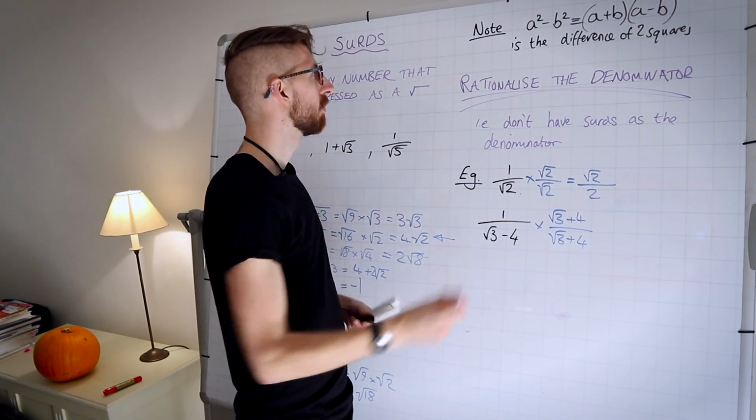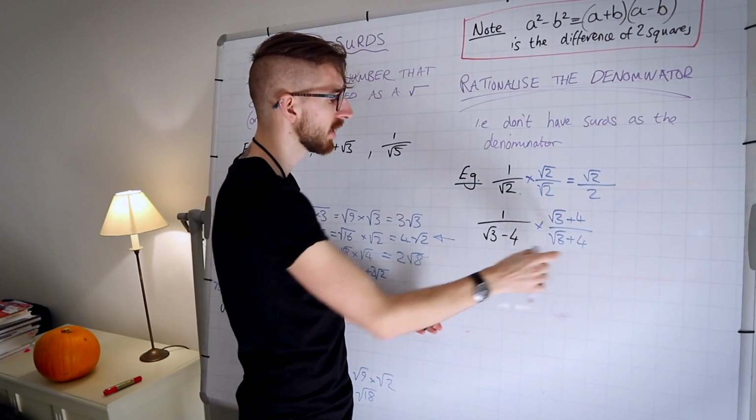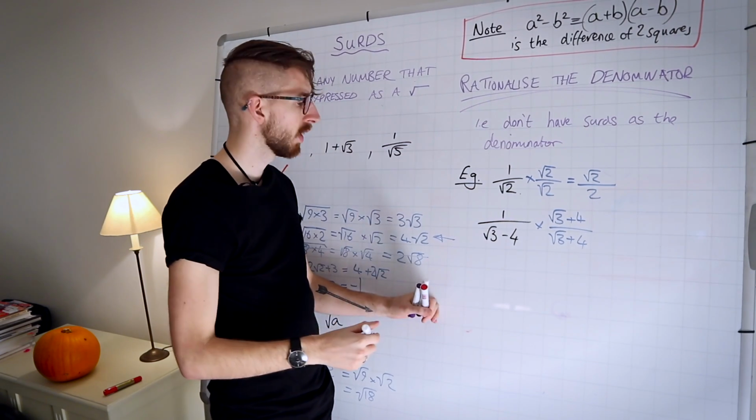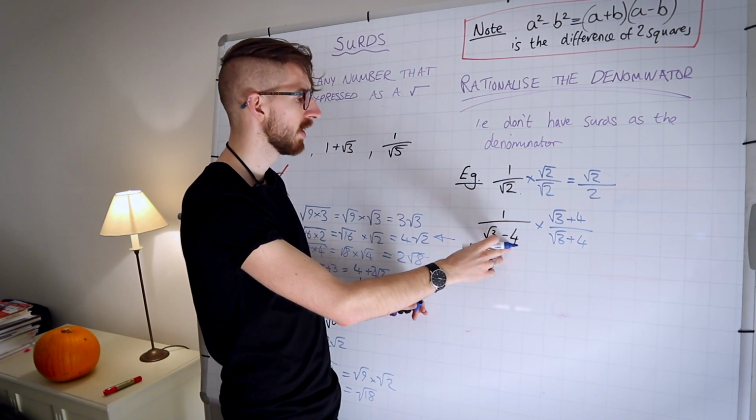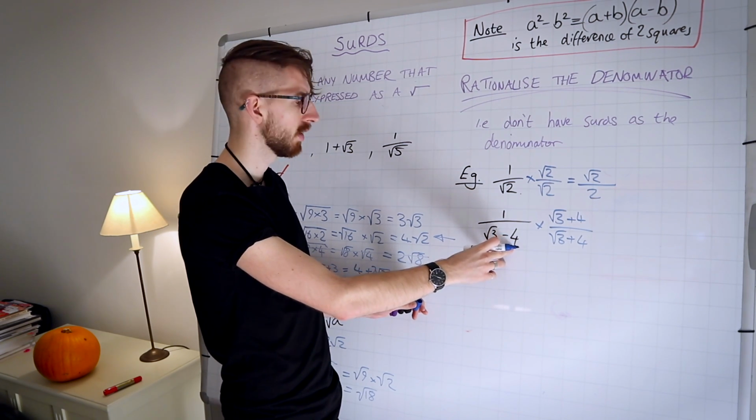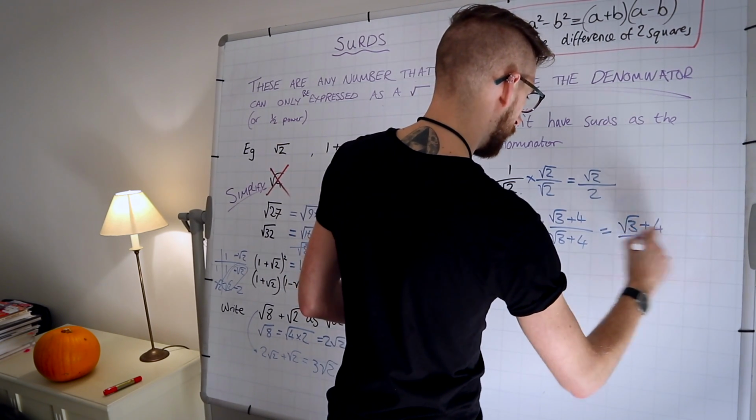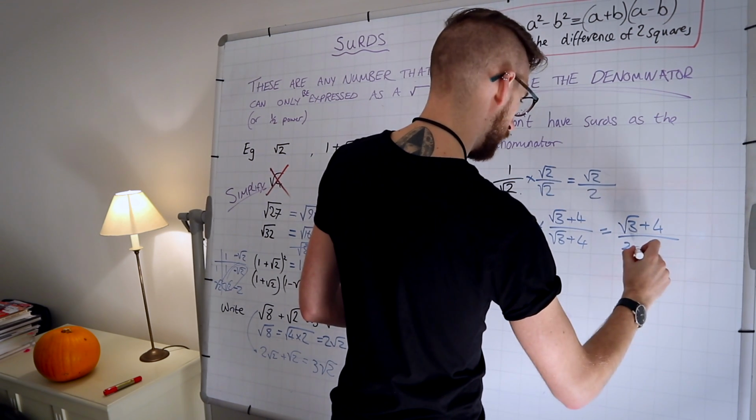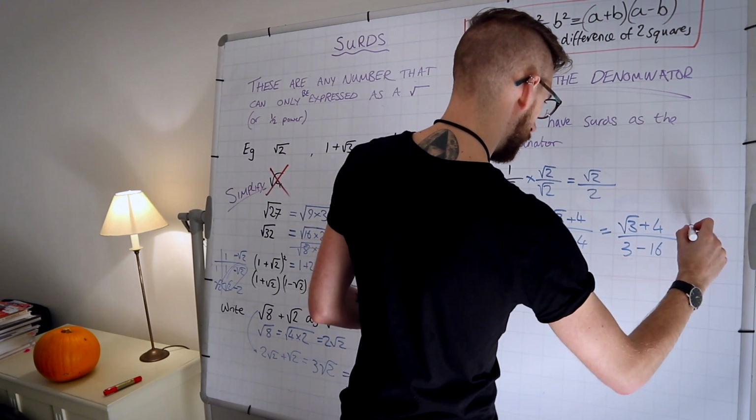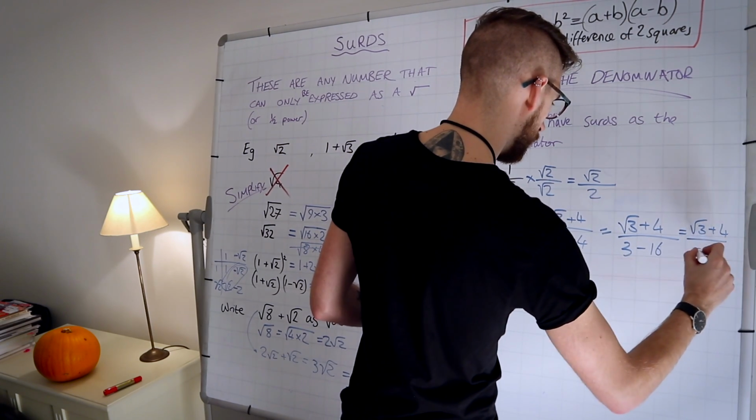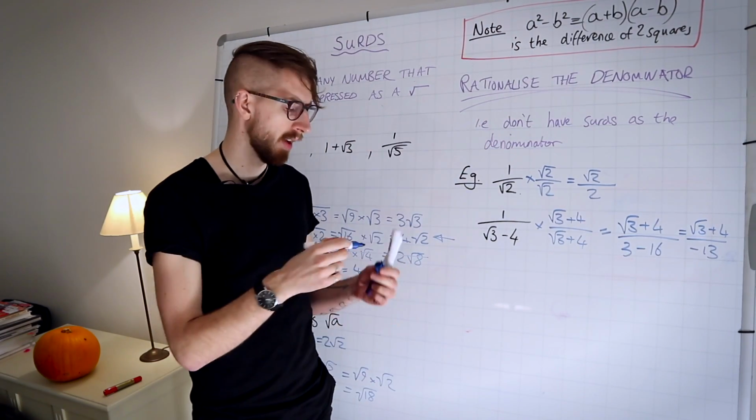That is what we're doing right here. We're just applying this to here because we're going to times these two together. So what we're going to get on the bottom is this difference of two squares. So you're going to get root 3 squared, which is 3. Then you're going to get this 4 squared, which is 16. That's the answer to that.